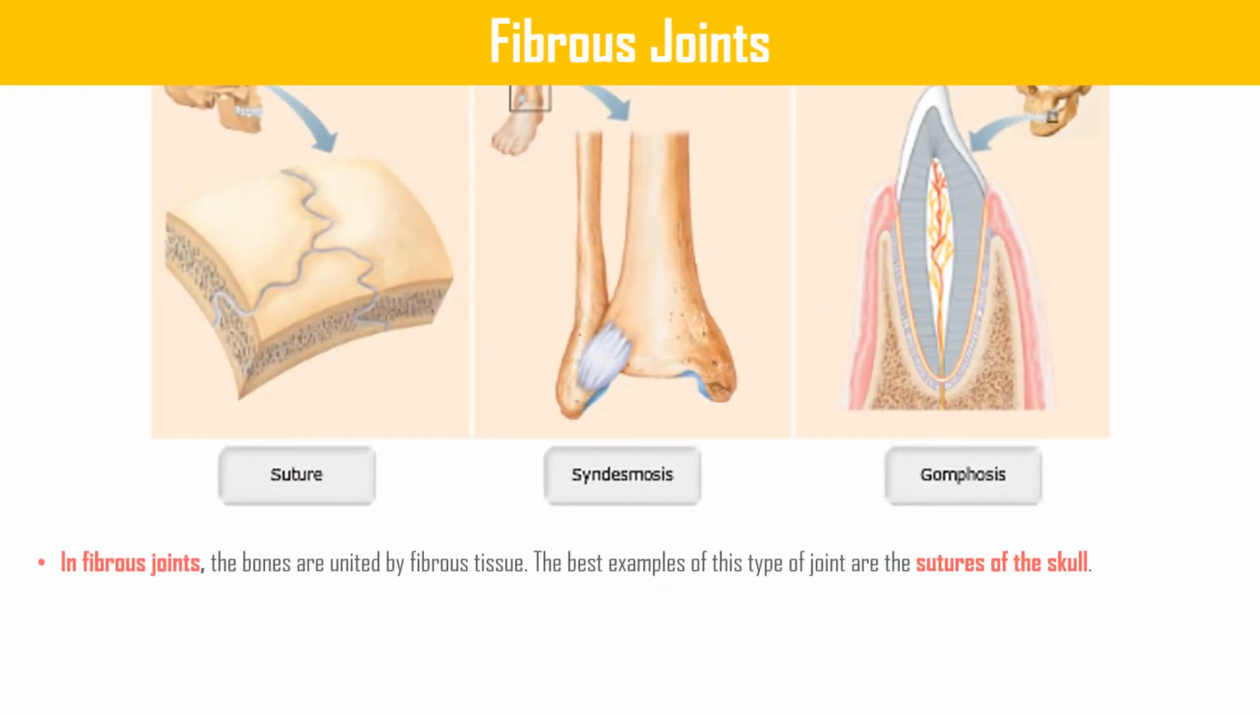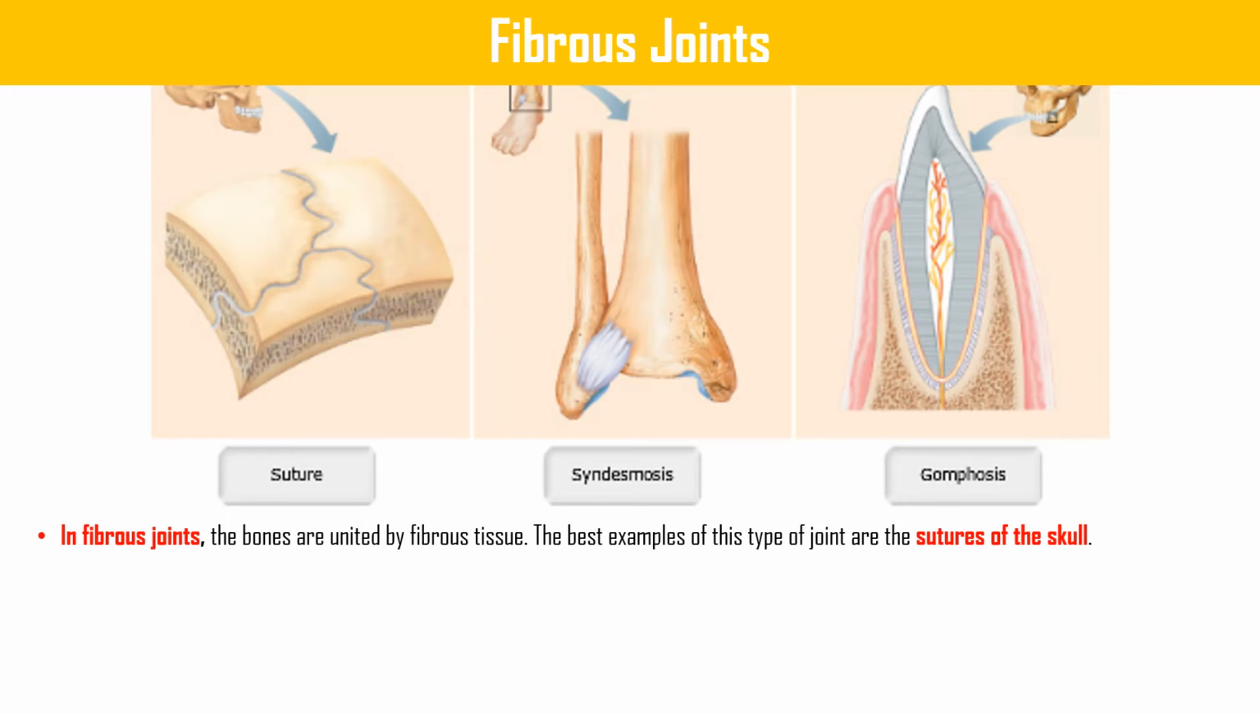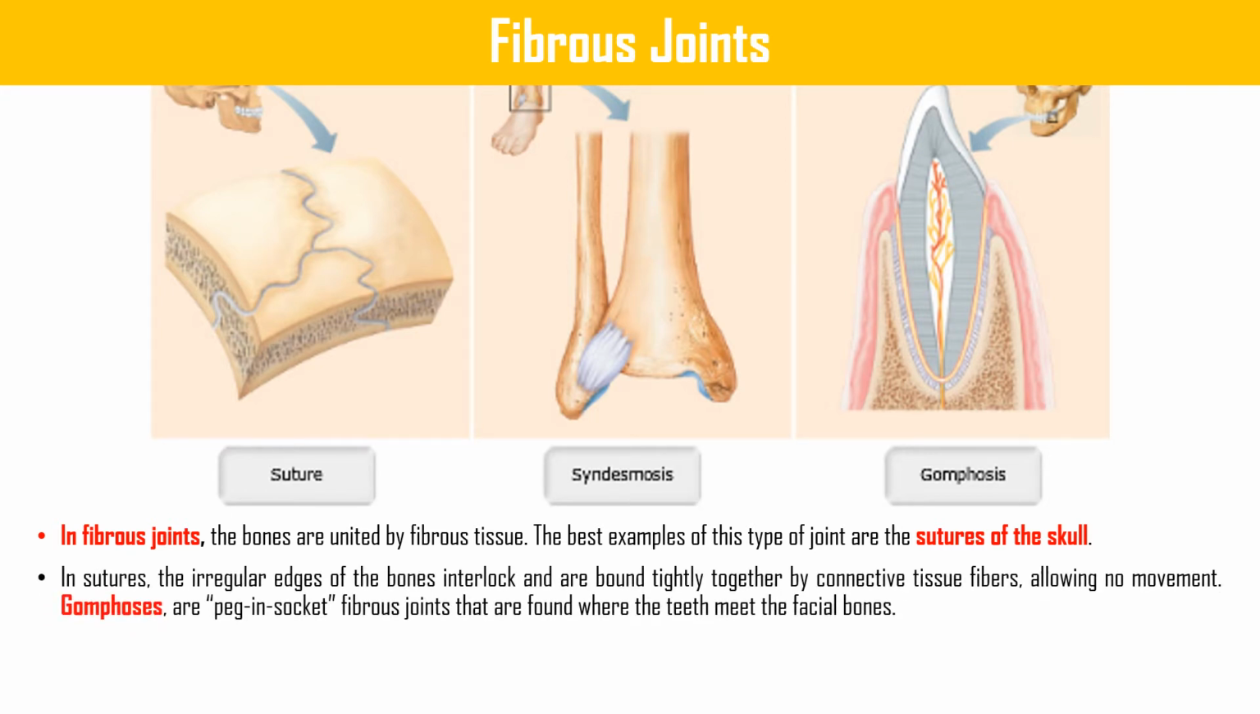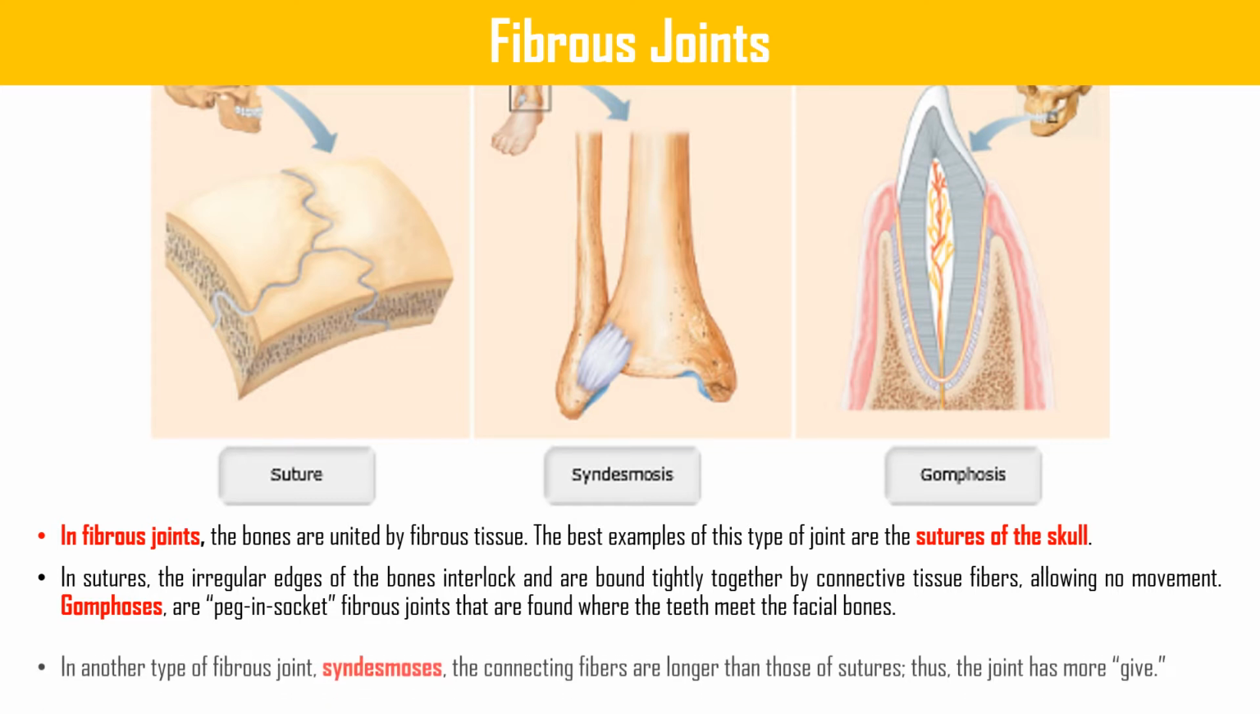Fibrous joint. In the fibrous joint, bones are united by fibrous tissue. The best example of this type of joint is the sutures of the skull. In the sutures, the irregular edges of the bones interlock and are bound tightly together by connective tissue fibers, allowing no movement. Gomphoses are peg-in-socket fibrous joints that are found where the teeth meet the facial bones.